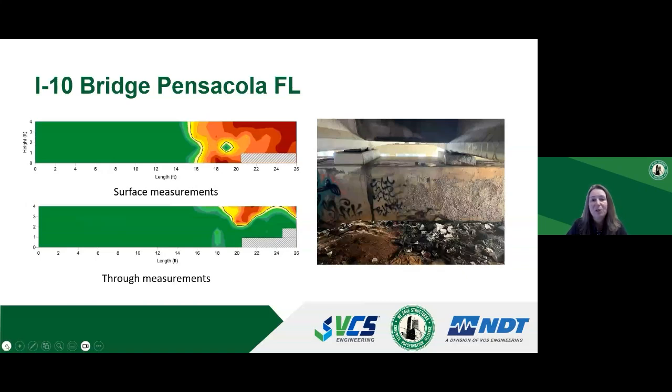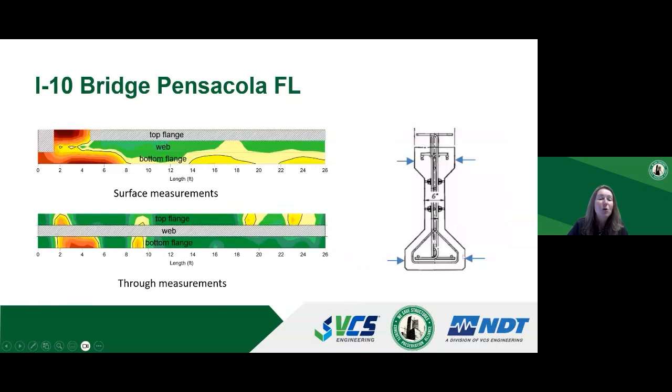Can you go back, please, Bill? Thank you. So if we compare the surface measurement plot that shows deterioration between 0 to 8 feet of the girder, the through measurements showed that deterioration or damage to the core of the girder was limited to 2 feet to 6 feet of its length. Next slide, please.